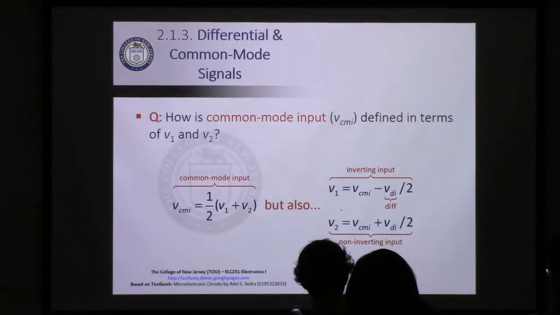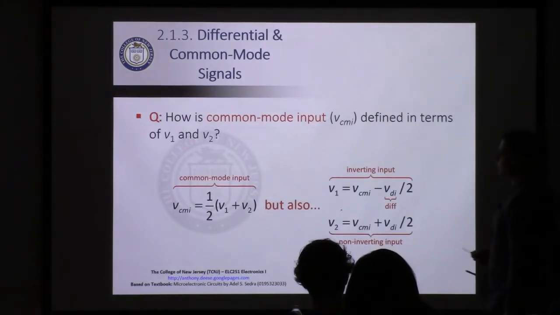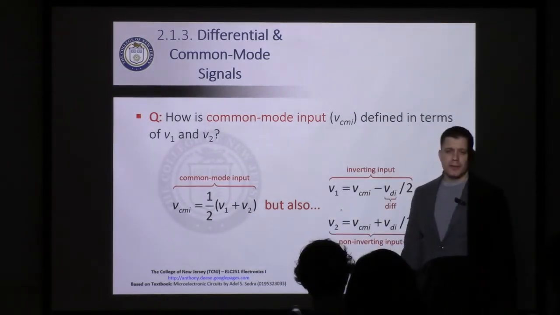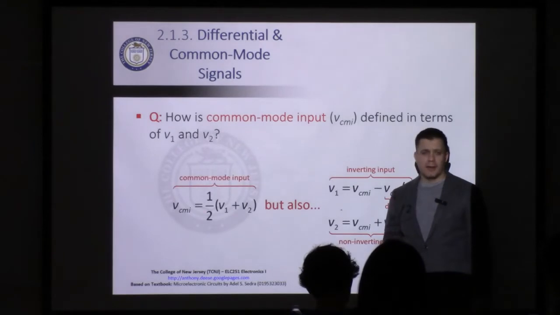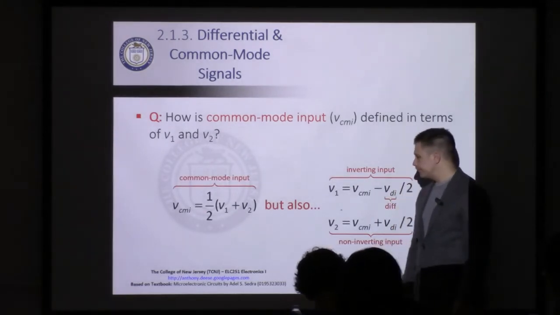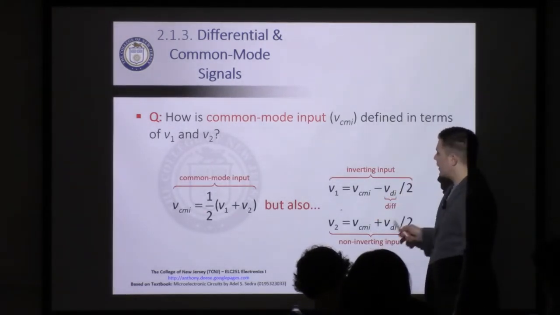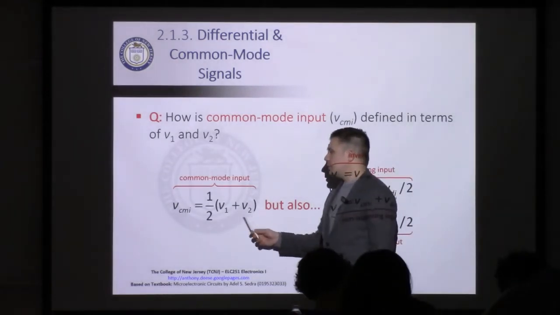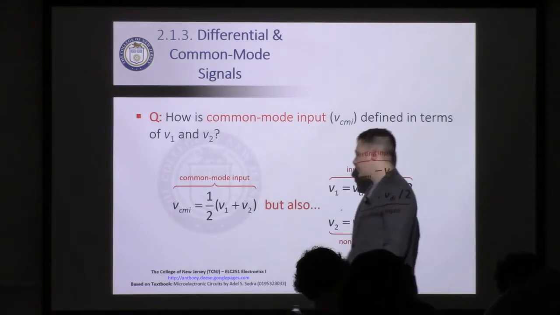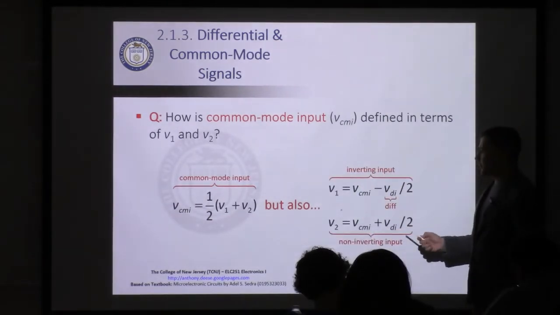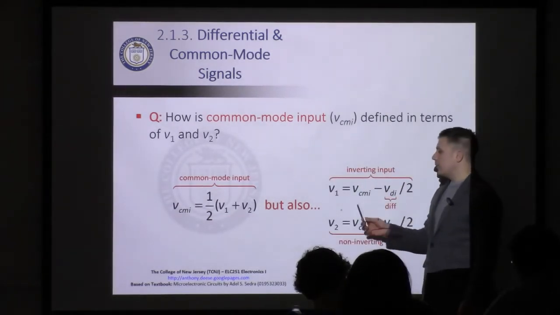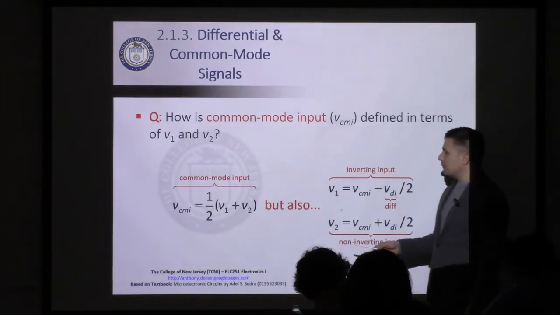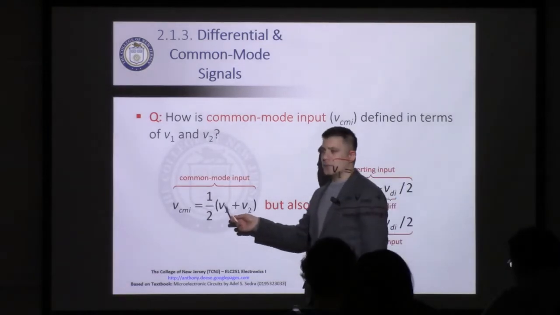Right, the common mode input, I already said this, is the average of V1 and V2, which is the input at the inverting and the non-inverting terminals. And you can use these equations to go from V1, V2 to the common mode input. These move in the other direction. They take you from the common mode input to V1 and V2. The differential input is simply, I didn't write it on here, but it's V2 minus V1.